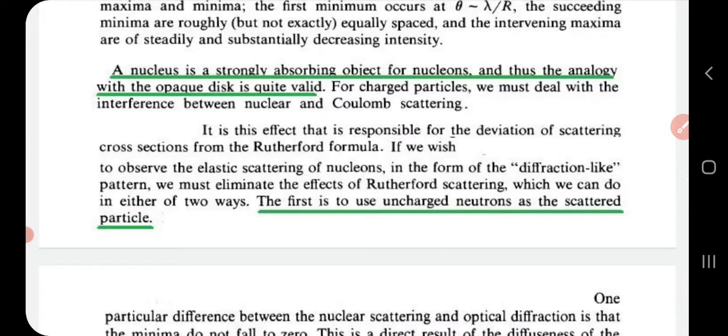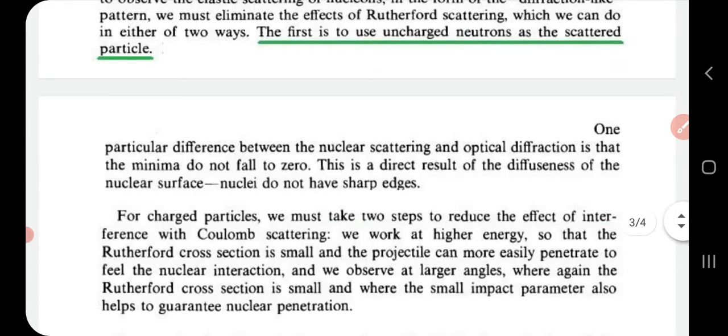So for charged particles, we deal with interference between nuclear and Coulomb scattering, and it is this effect that is responsible for the deviation of scattering from the Rutherford formula. Here we are considering the elastic scattering of nucleons as a diffraction-like pattern. So for that, the first step that we use is uncharged neutrons as the scattered particle.